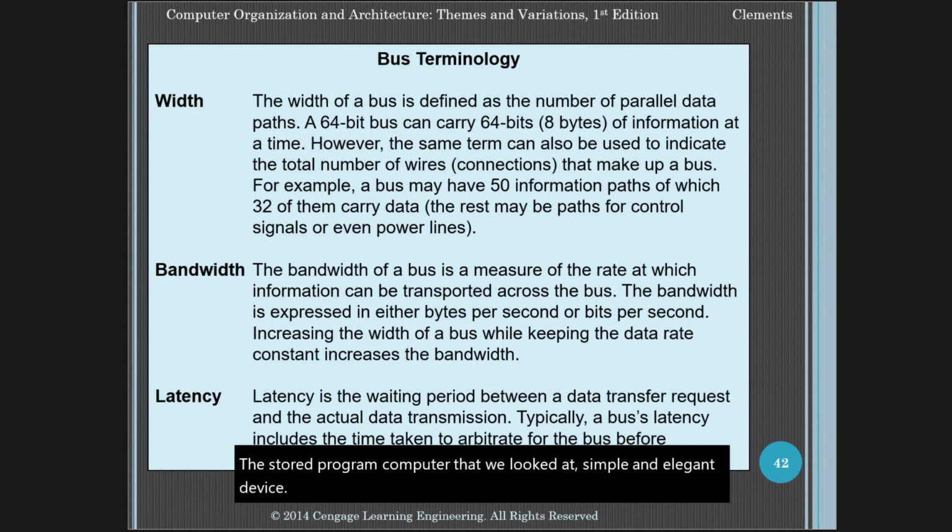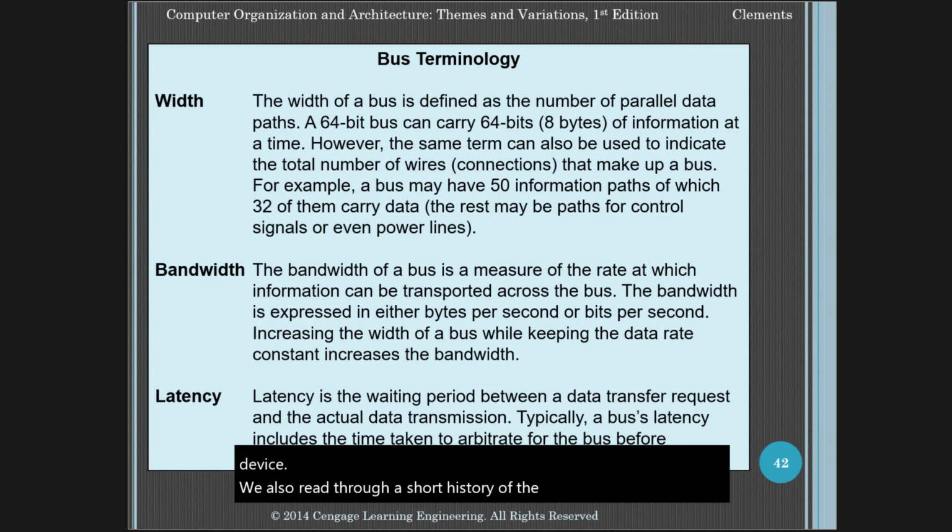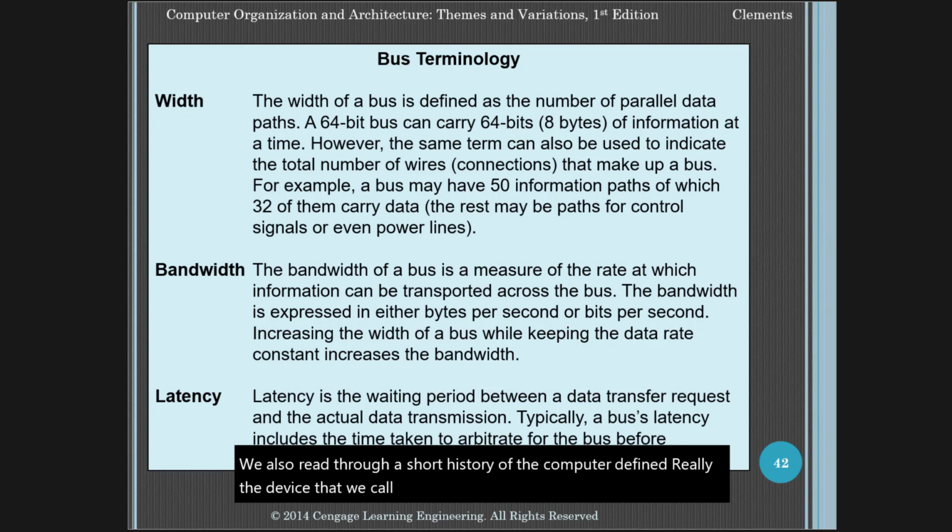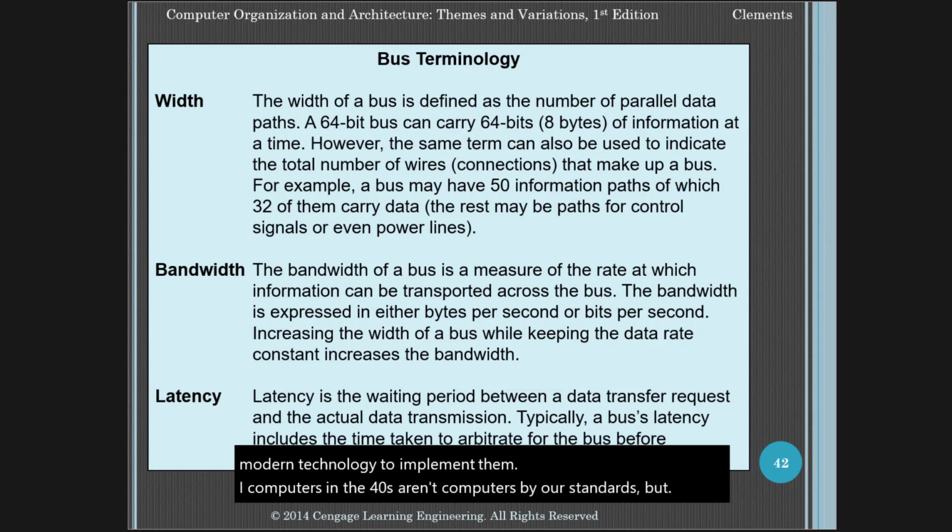We also read through a short history of the computer, defined really the device that we call the computer, and really understanding it wasn't invented. A computer grew, as we know it, out of a series of developments. And each new development took ideas developed in the past and used more modern technology to implement them. Right? Computers in the 40s aren't computers by our standards, but they were computers.